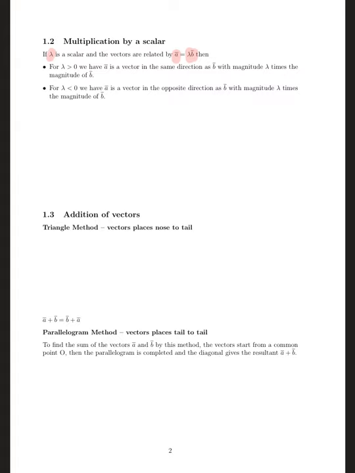We're given two cases here. If lambda is bigger than 0, then A is going to be in the same direction as B with magnitude lambda times the magnitude of B. So let's draw that. Let's say first of all that lambda is equal to 2, for example. Then we would say that A is equal to twice B, 2 times B. So let's say B looks like this. A then would be a vector with the same direction but twice the magnitude, roughly like this. Same direction, double the magnitude.